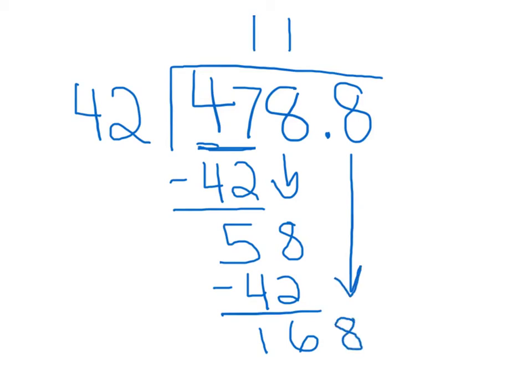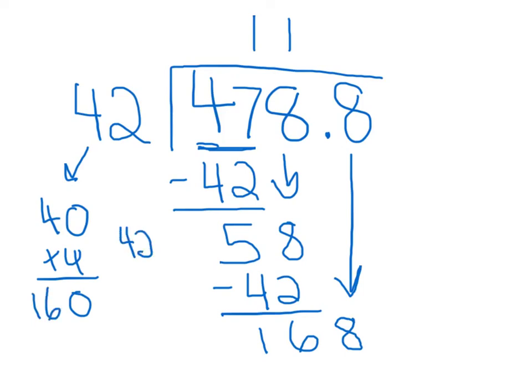Okay, now we have to figure out how many times 42 can go into 168. So we might have to do a little bit of estimating here. I'm going to round 42 to 40. Let's see. If I did 40 times 3, that would give me 120. That's pretty close. If I did 40 times 4, that would give us 160. That's pretty close. So let's see if we do 42 times 4, what we get.